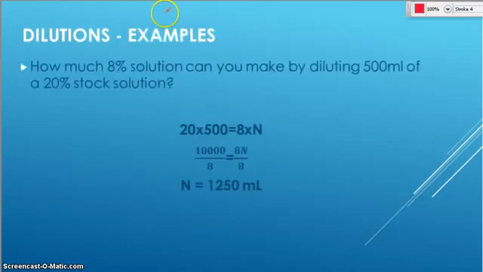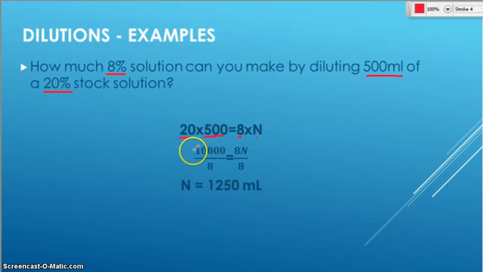So for example, this one says how much 8% solution can you make? So that means that's what we want to end up with. We want to end up with 8%. We're going to start with 500 mils of a 20% solution. So we're always starting with something stronger and making it weaker. So the starting percent is 20, so that goes on this side. The starting quantity is 500, so it's going on this side as well. We want to end up with an 8%, but we don't know how much, so that's why I use the N.